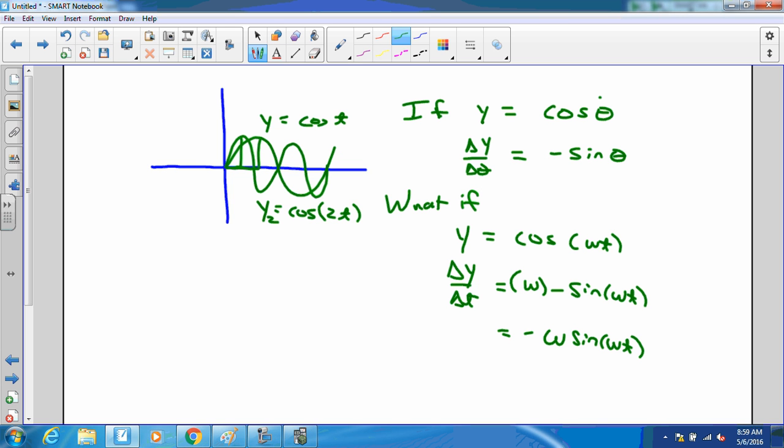And lo and behold, in one fell swoop, I've just taught you two big ideas in calculus: the derivative of cosine and the chain rule.